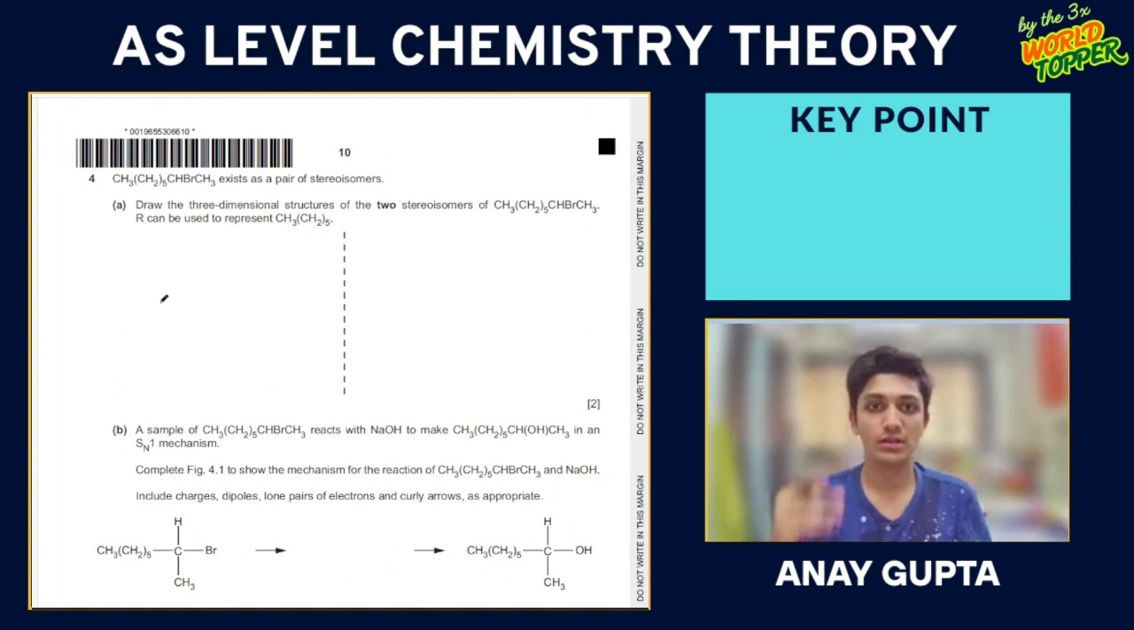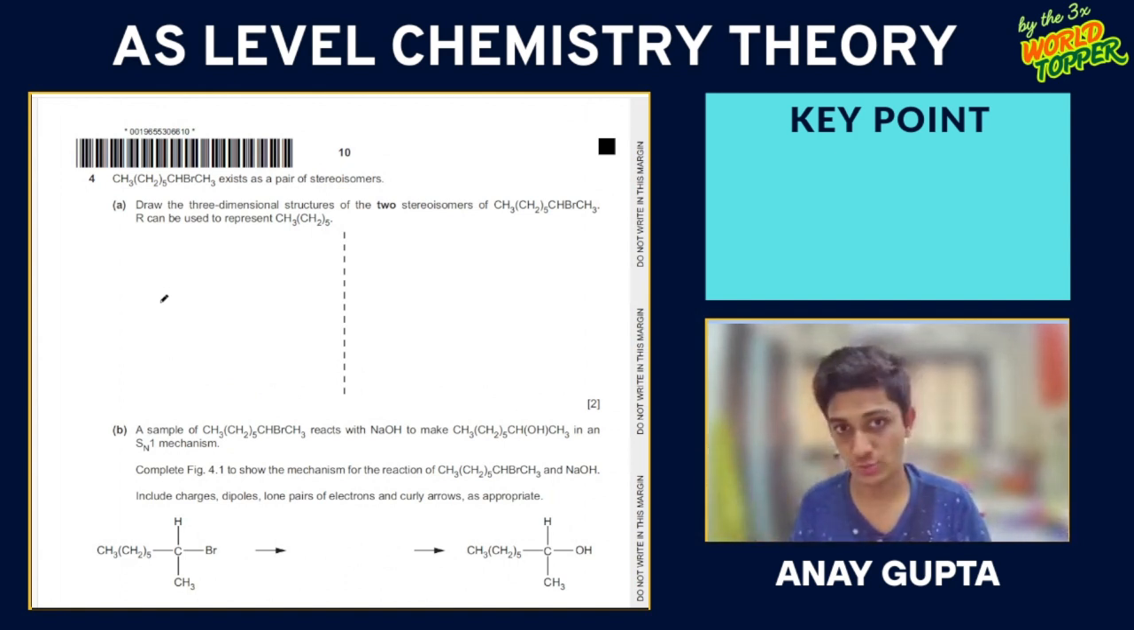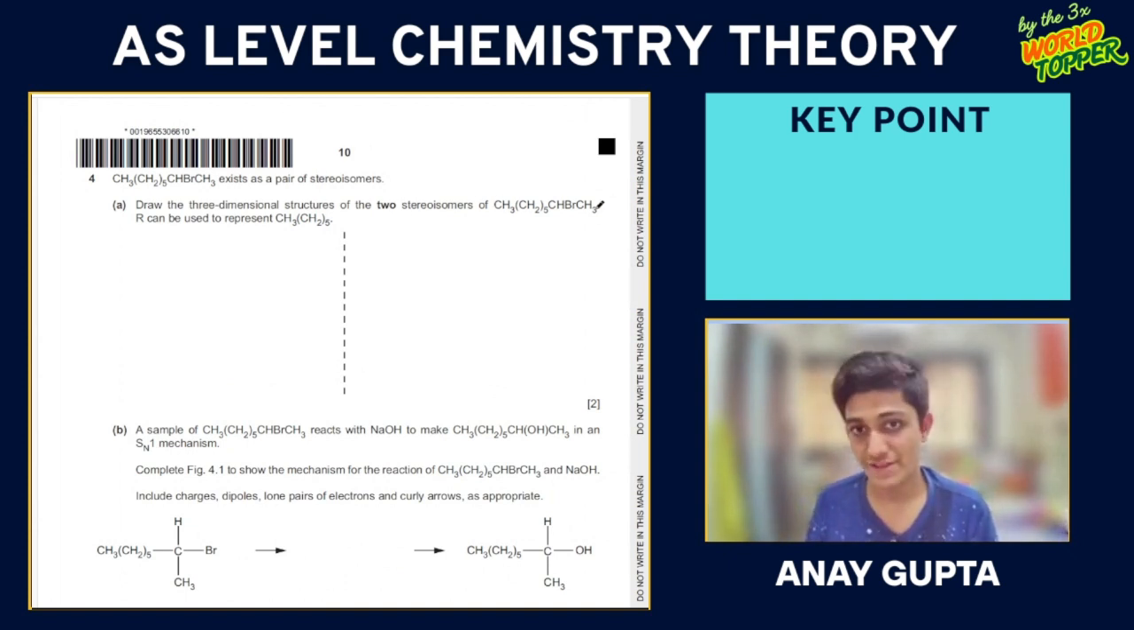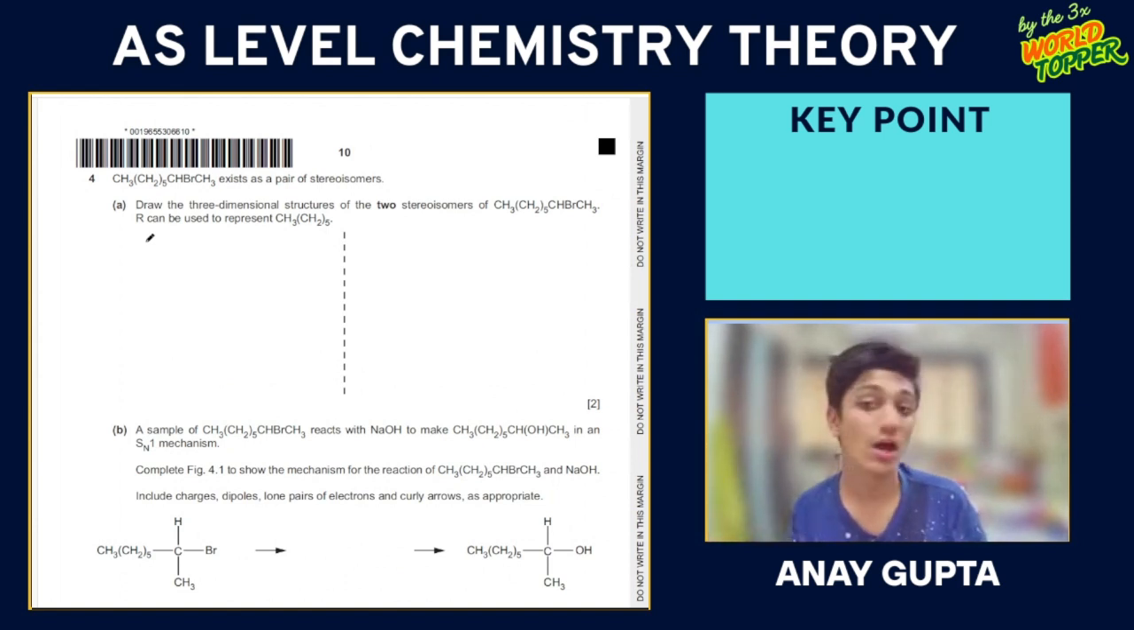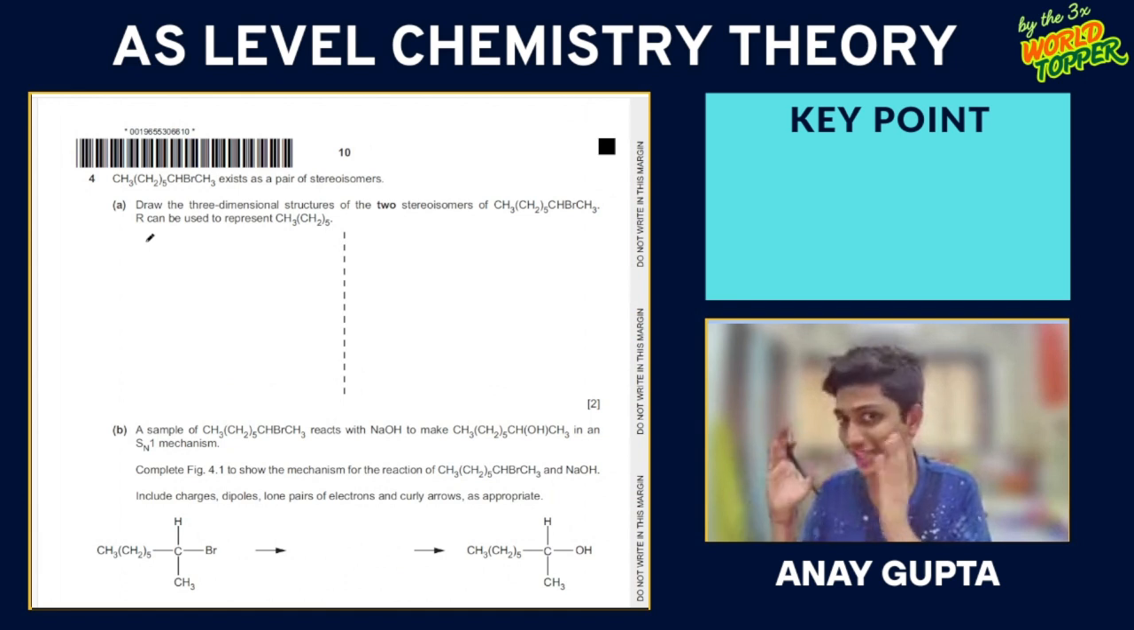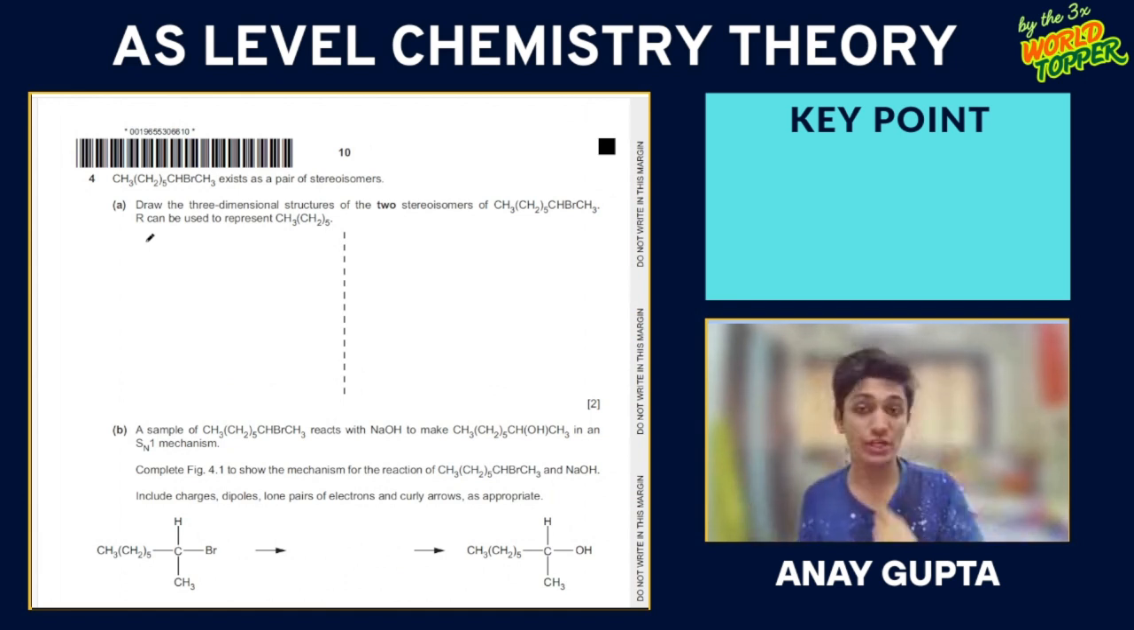Fourth question. CH3 (CH2)5 CH(Br) CH3 exists as a pair of stereoisomers. Draw the 3-dimensional structures of the 2 stereoisomers of this compound. R can be used to represent the entire CH3 (CH2)5 group. Okay, now we have entered organic chemistry territory, and the first question is about stereoisomers.